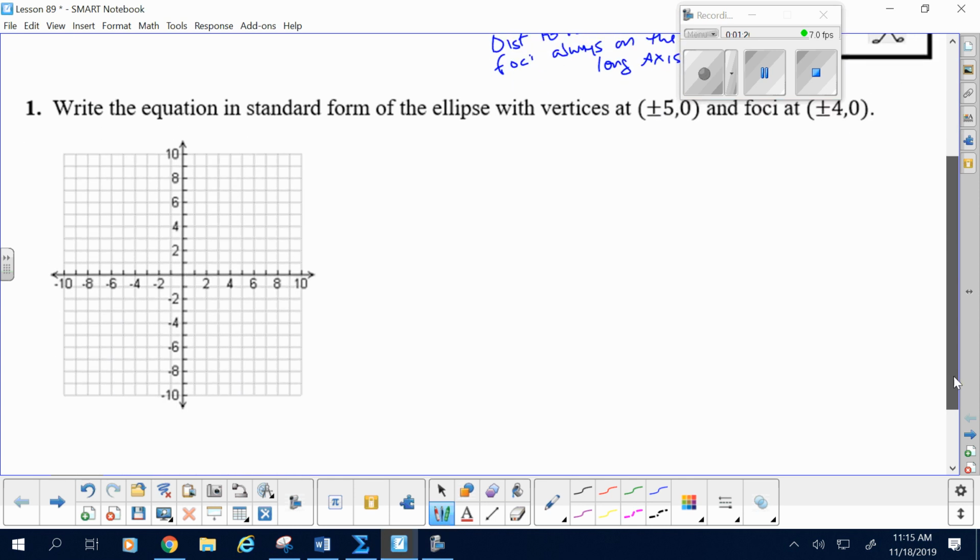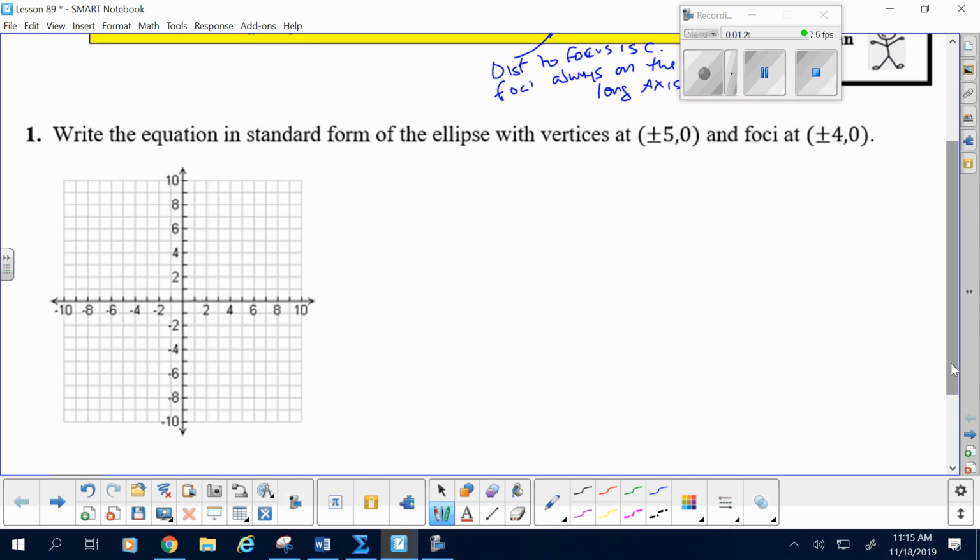Let's take a little look at slightly different problems. It's just building off of what you can already do. I'm not giving you the equation. I'm asking you to write the equation in standard form, but I'm giving you a couple facts. The vertices are at (5, 0) and (-5, 0). And the foci are at (±4, 0). Cool? We're supposed to find the equation. It doesn't say graph, but we're going to use it though.